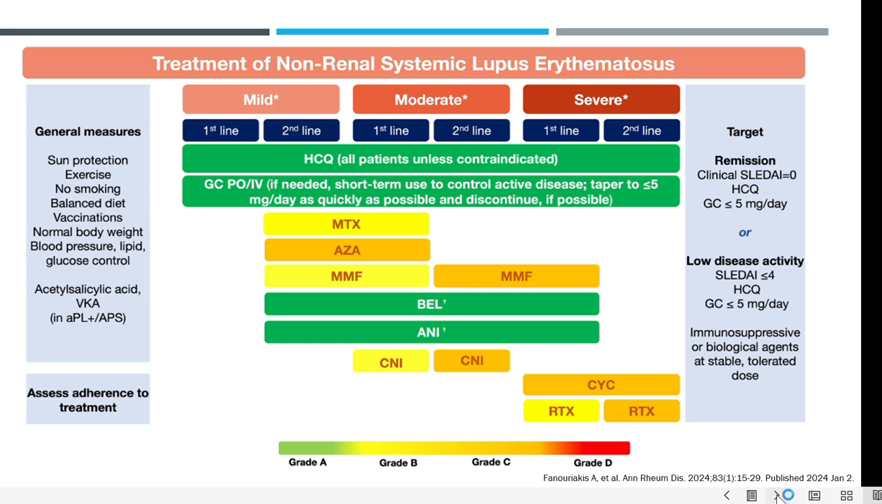There is an SLE disease activity index. It's a score out of 24, and you want the lowest possible score. It comprises some of our clinical signs as well as some lab values.